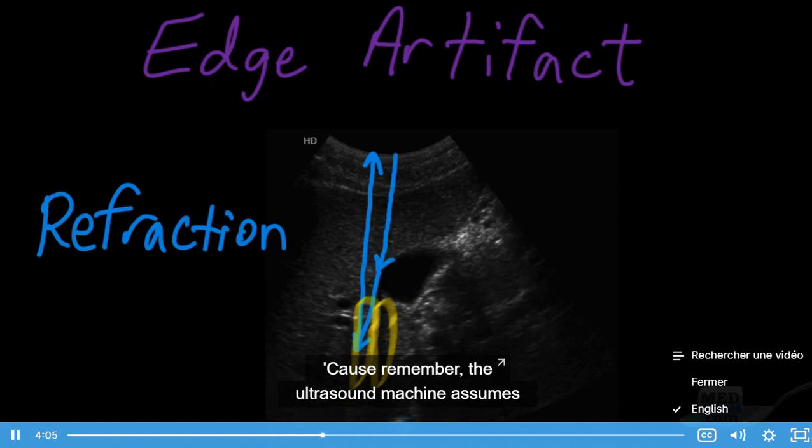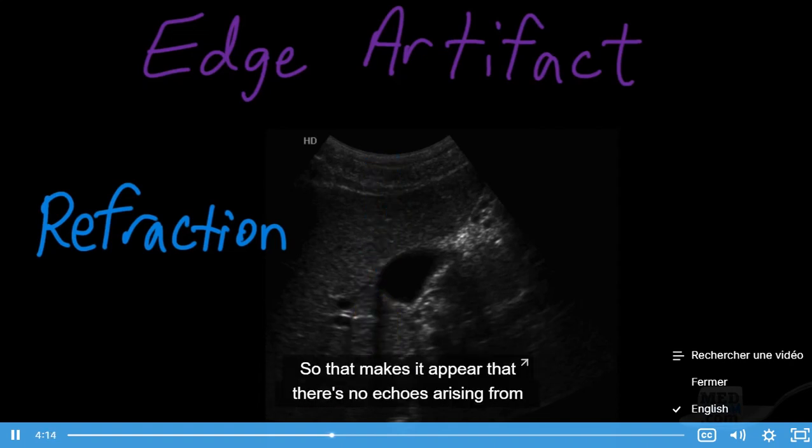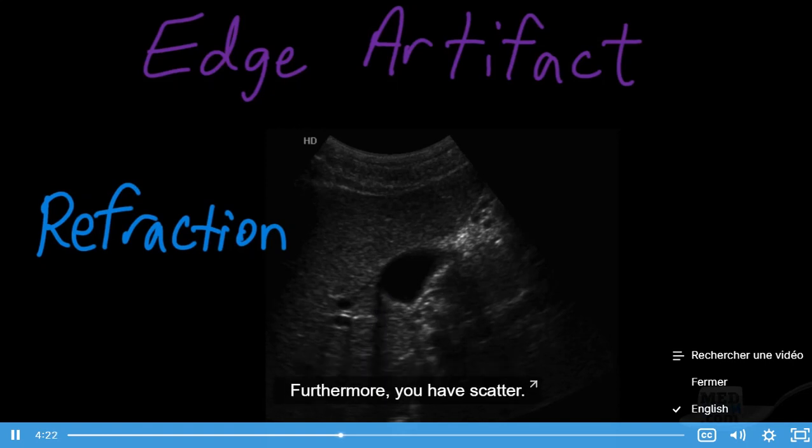Because remember, the ultrasound machine assumes that the sound has traveled in a straight line. But in this case, it's bended. It's refracted. So that makes it appear that there's no echoes arising from this area, and hence the machine displays it as black. Furthermore, you have scatter.